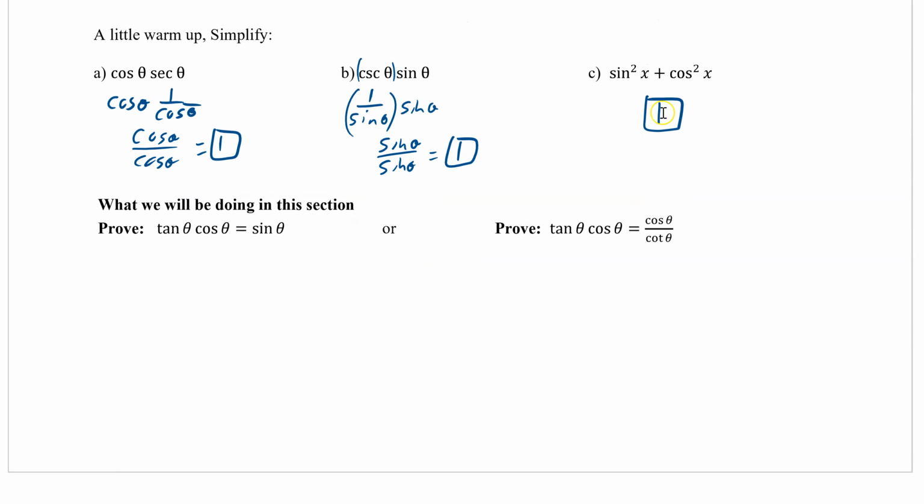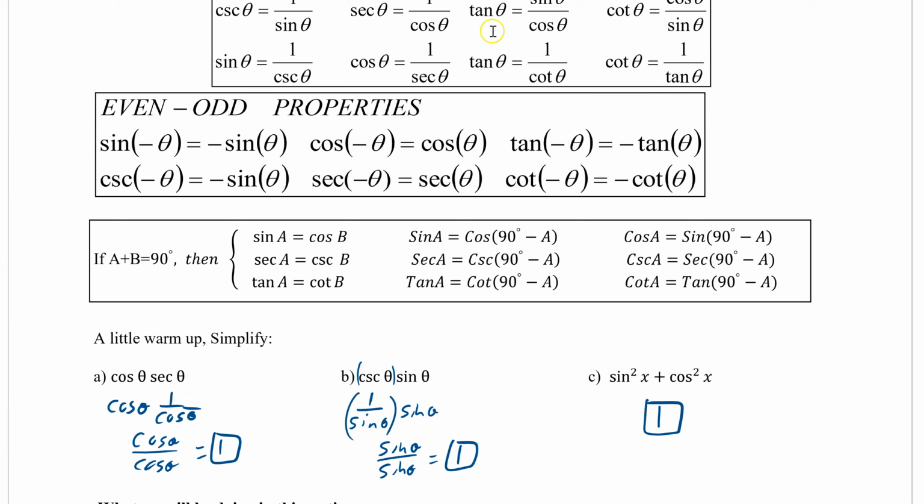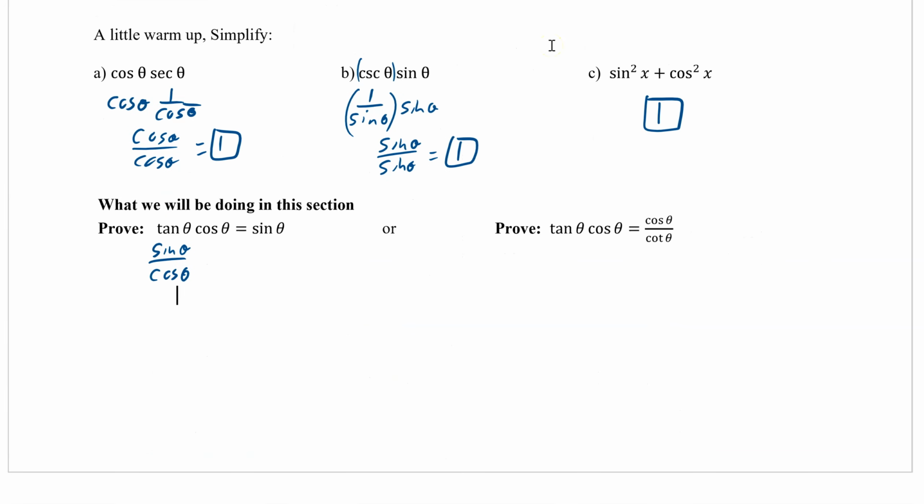So what you're going to be doing in this section is proving things like this. So it says tangent times cosine theta is sine theta. We also have tangent theta times cosine theta is cosine over cotangent. So what we're doing is replacing and seeing what happens. So if we take tangent theta and replace it with its quotient right here, tangent theta is sine over cosine, we end up with this. And as you can see, the cosines cancel, giving us sine theta, which is equal to sine theta. So you're just picking a side and simplifying.